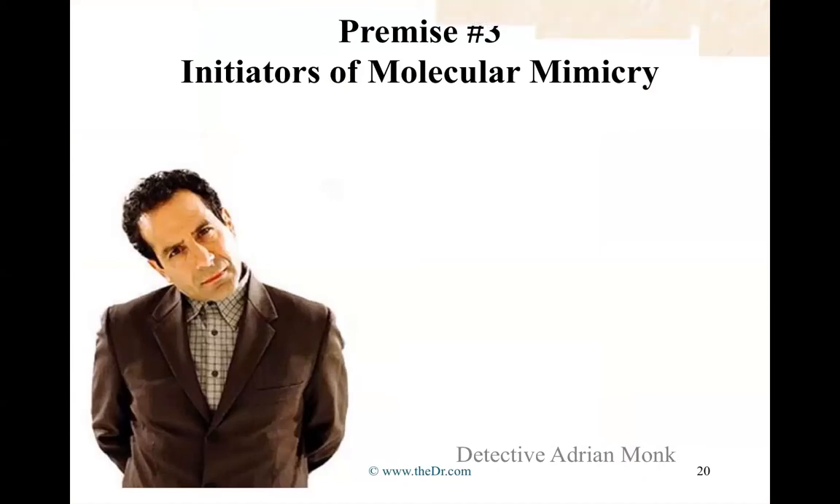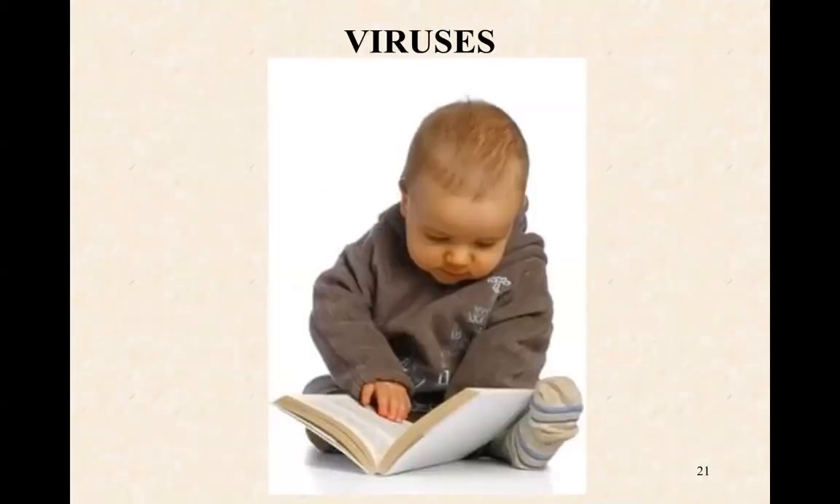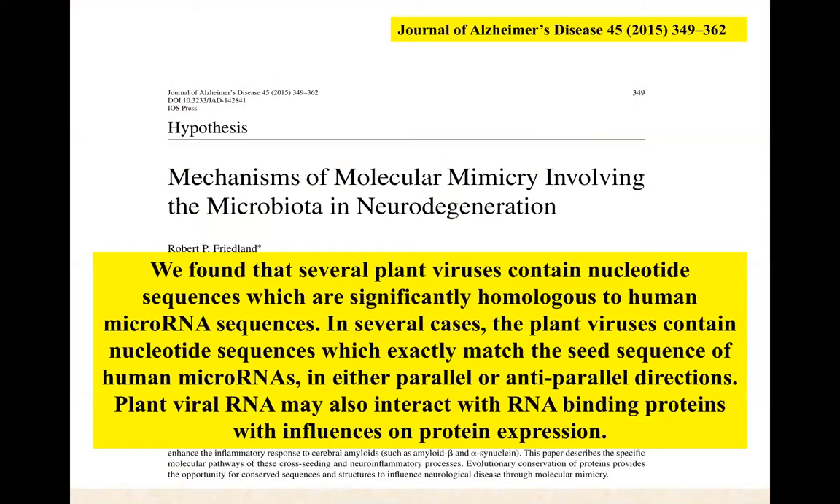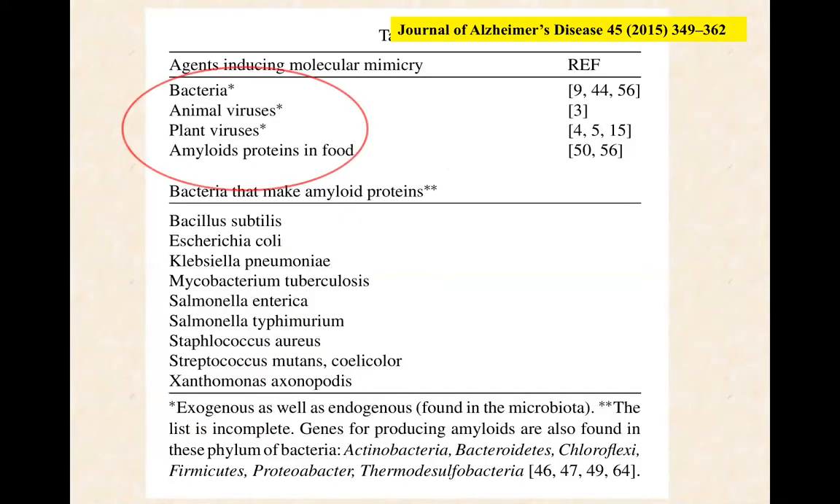Initiators of molecular mimicry. First, we'll talk about viruses. Several plant viruses contain nucleotide sequences significantly homologous, meaning very similar, to human sequences. In several cases, the plant viruses contain nucleotide sequences which exactly match the seed sequence of human RNA in either parallel or anti-parallel directions. I will show you some examples. Here's a couple of examples.